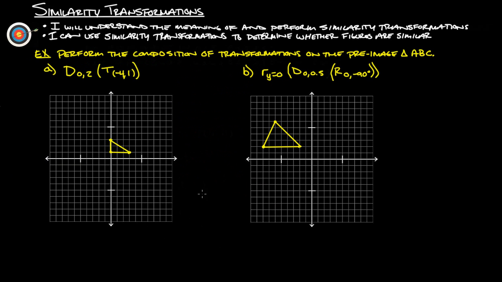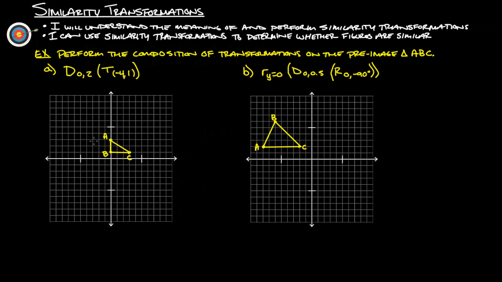Perform the composition of transformations on the preimage triangle ABC. Put the ABCs on there so we're good. If you'll remember, the first thing we have to do is the one that's in the innermost parentheses, which is this one. So T, capital T for translation. Since it's -4, all the x's are going to go to the left 4 and then up 1. So all points go to the left 4 and up 1.